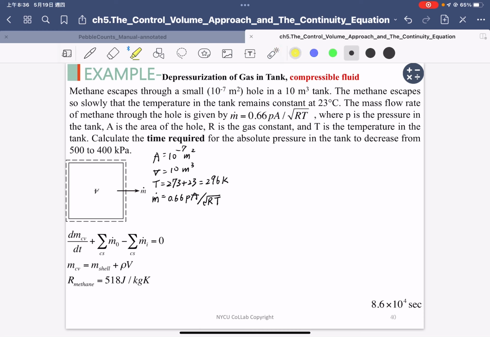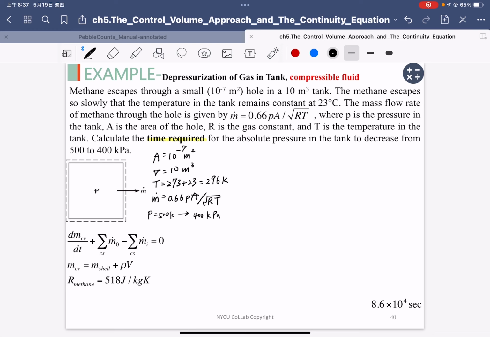So what's the problem? We need to calculate the time required for the absolute pressure in the tank to decrease from 500 kilopascal to 400 kilopascal. Okay, so that's our question.